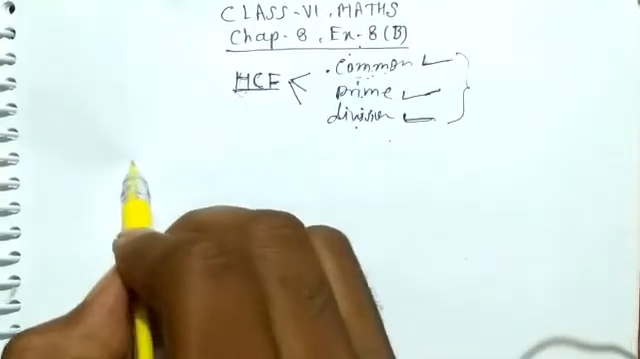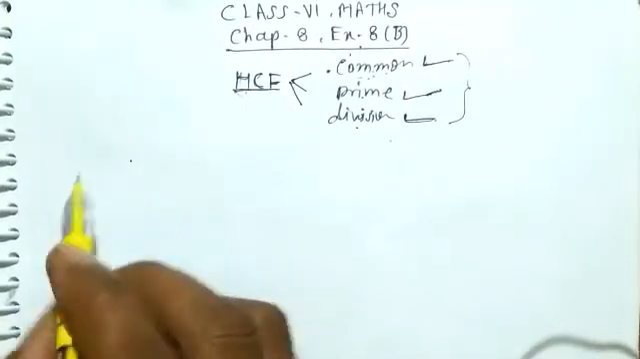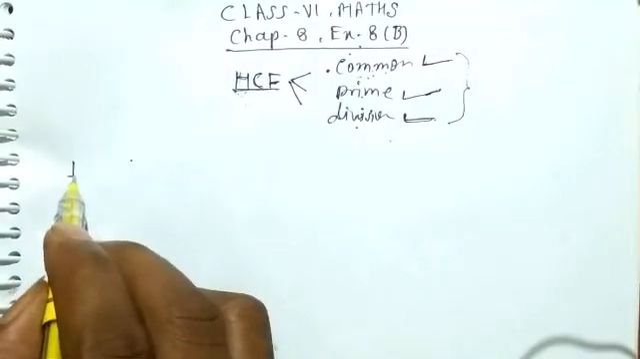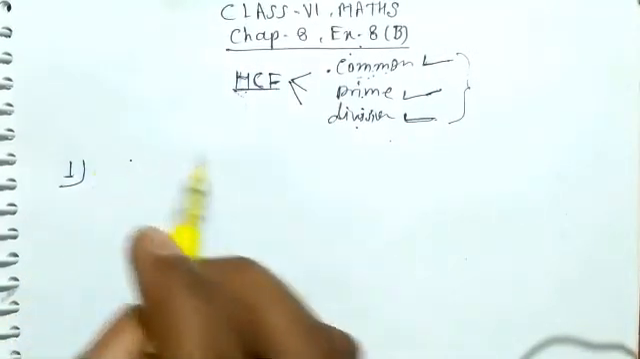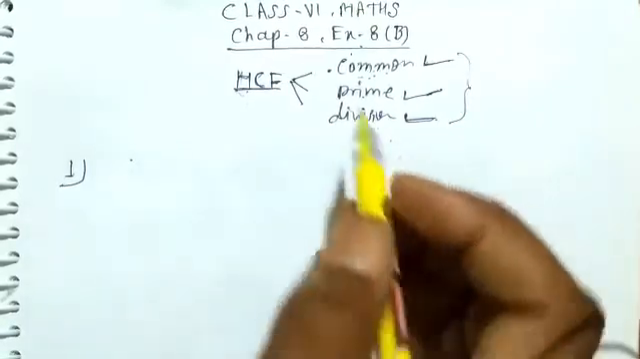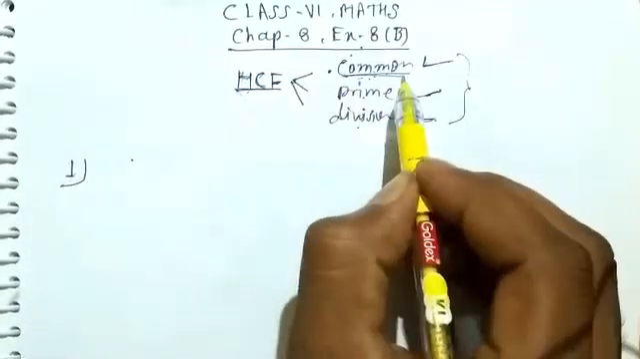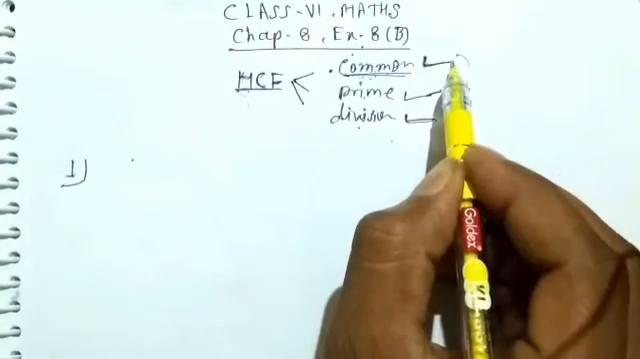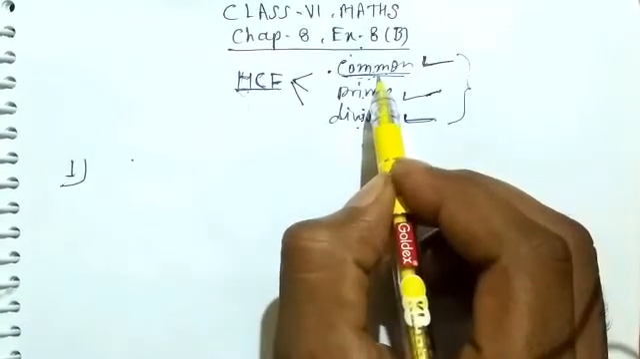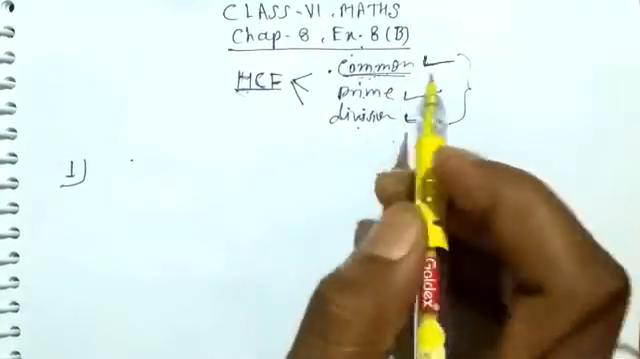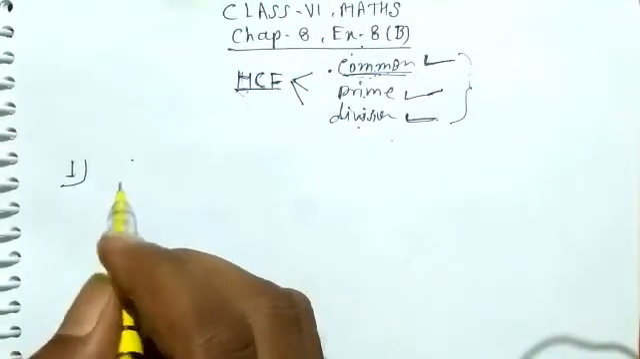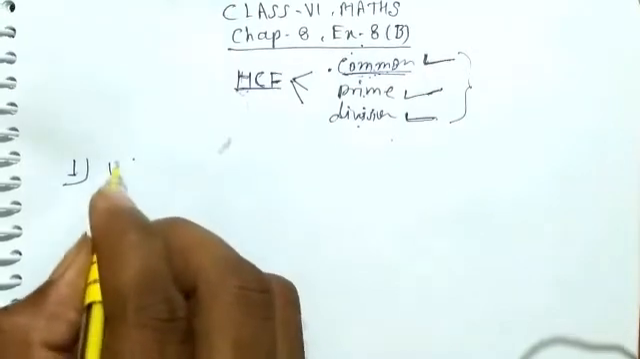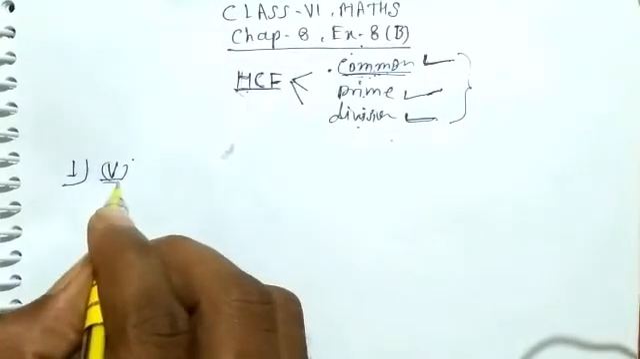In this exercise we will discuss some questions. So start with question number 1, that is, using the common factor method, find the HCF. You have to use the common factor method and find out the HCF. So we will solve question number 1, part 5.